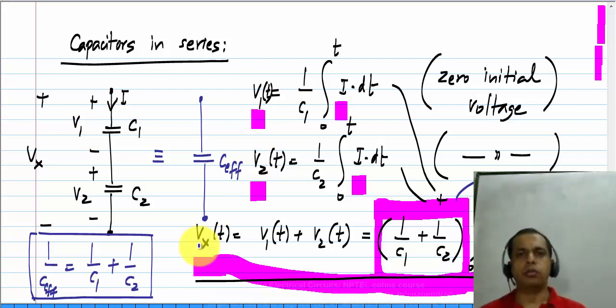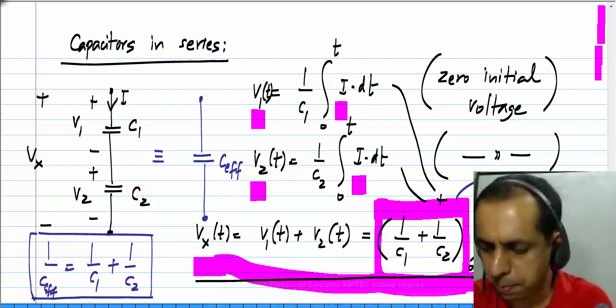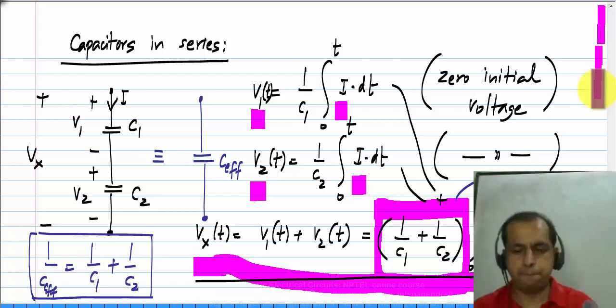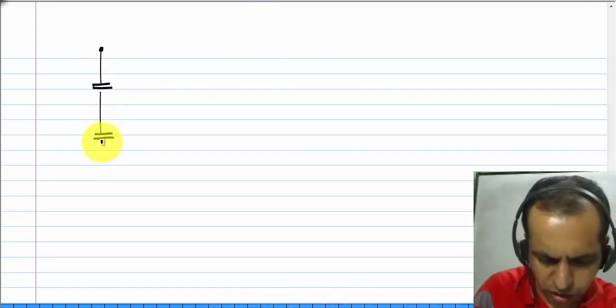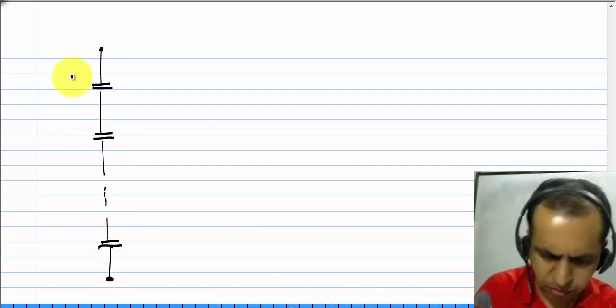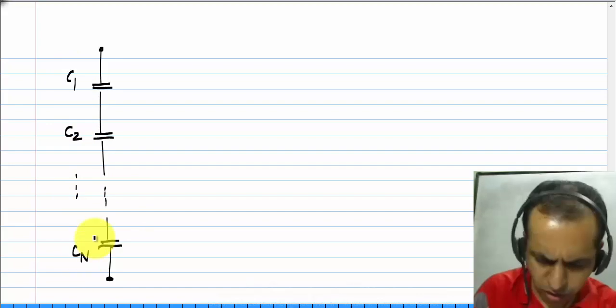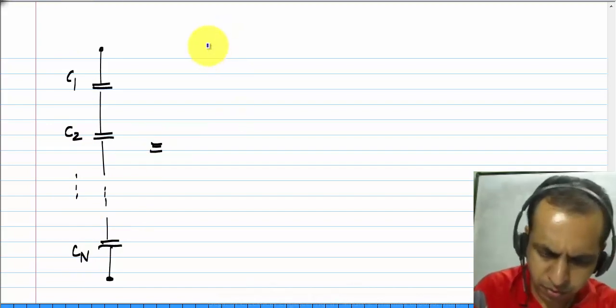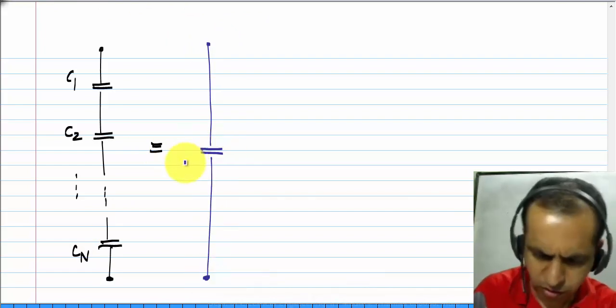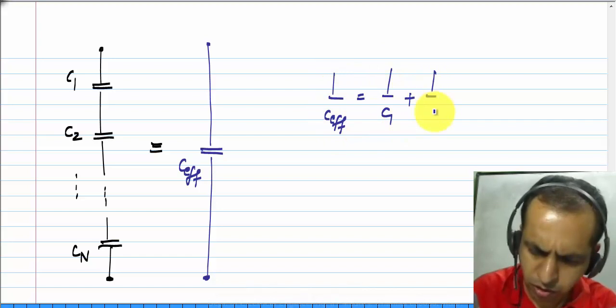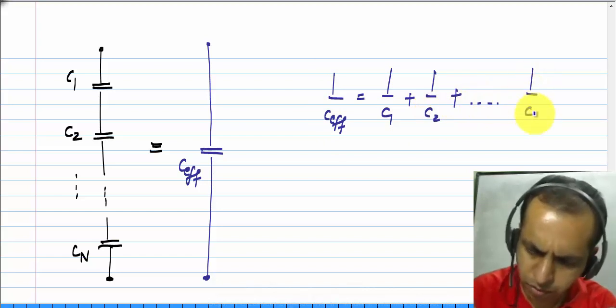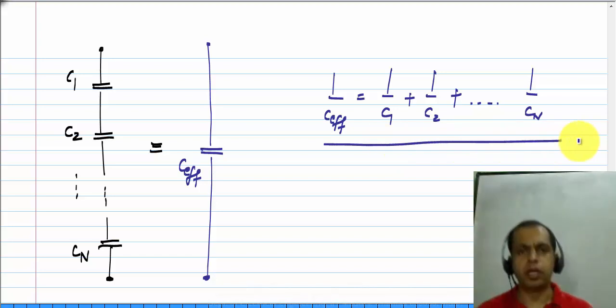Now you can extend this to more than two capacitors. So if you have n capacitors in series, the reciprocal of the effective capacitance will be the sum of reciprocals of individual capacitances. Okay.